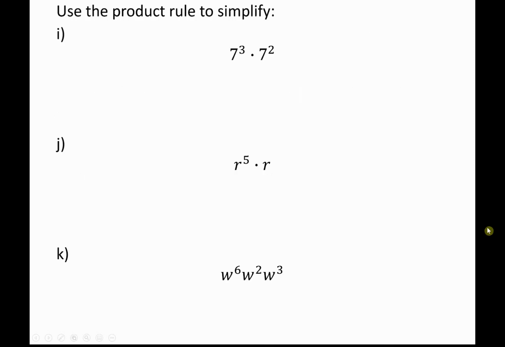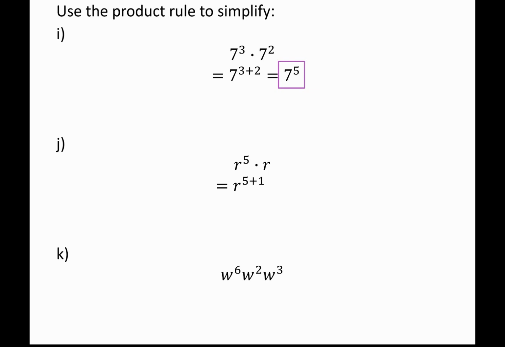Okay? Great. So quick, just very preliminary practice on that. Notice in my examples I, J, and K, all of the bases in these multiplication problems are the same. So simply add the exponents together. So for example I, you'll get 7 to the 5th power, which you could use your calculator to determine the value of. Just keep it in exponential form for our purposes.